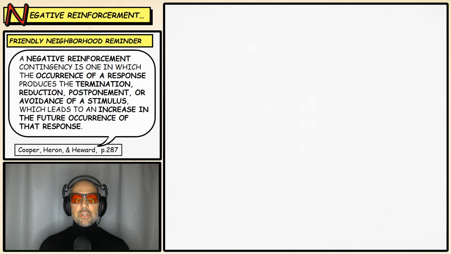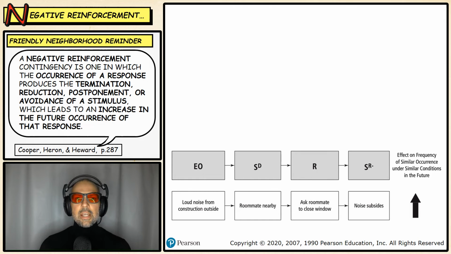So the consequence produces a termination. Something is stopped. Something is taken away from the environment. The consequence might be a reduction. Something is reduced. Something is taken away. The consequence is a postponement. The consequence is an avoidance. Basically, the consequence is that something is taken away from the environment. That takeaway is the negative part of negative reinforcement. So I just want to be very, very clear about that. This is still reinforcement. It's just that now the consequence of the behavior is that something is removed from a person's environment.